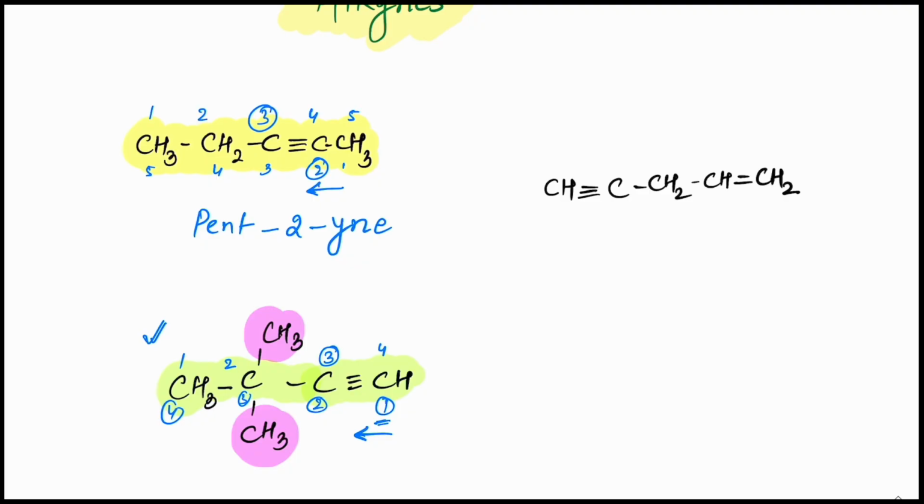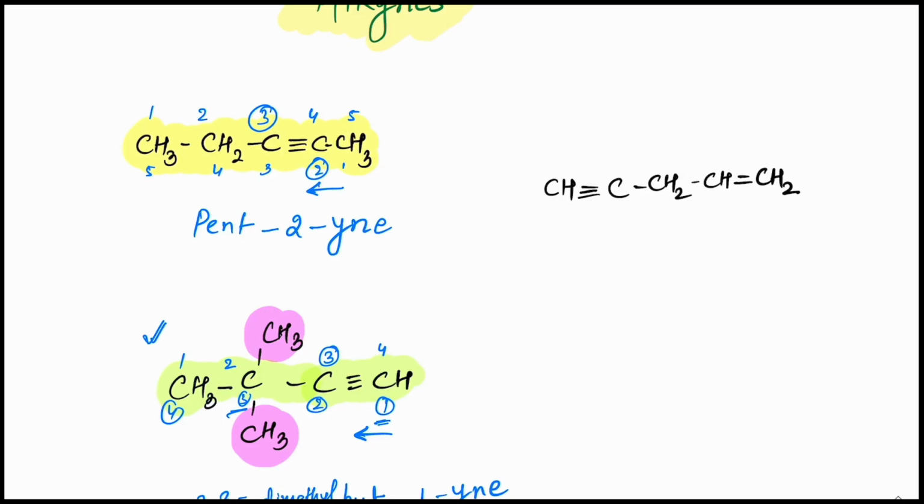So the name of this compound will be but-1-yne, and the methyl groups are present at carbon atom 3, so it is 3,3-dimethylbut-1-yne.